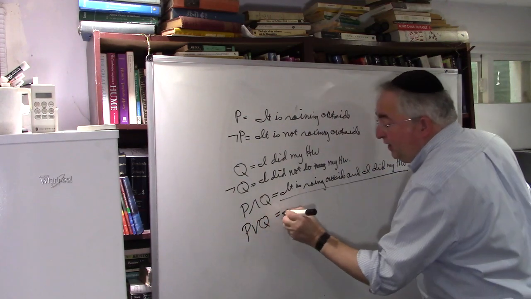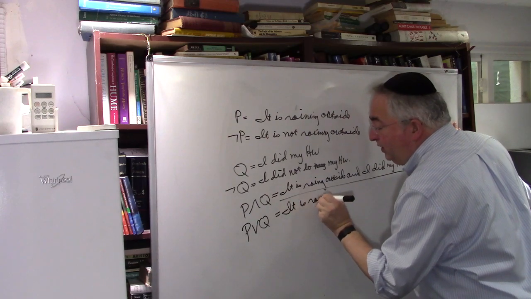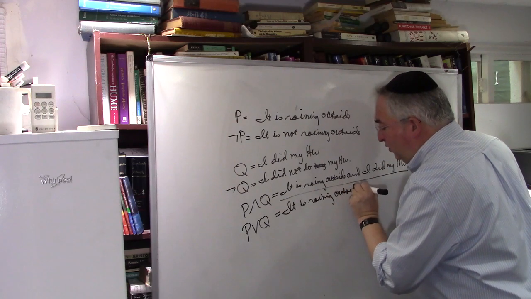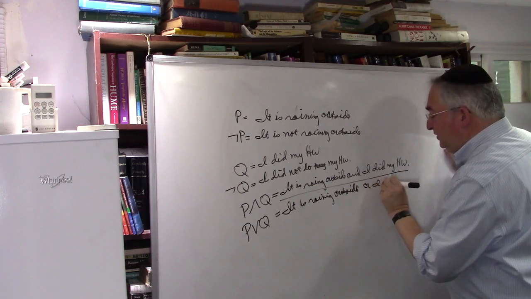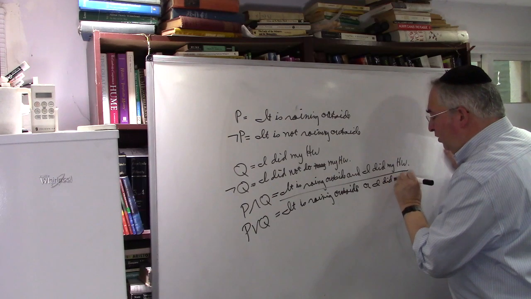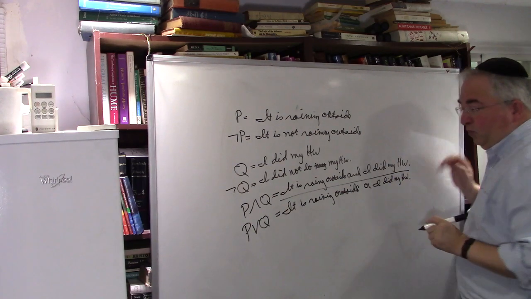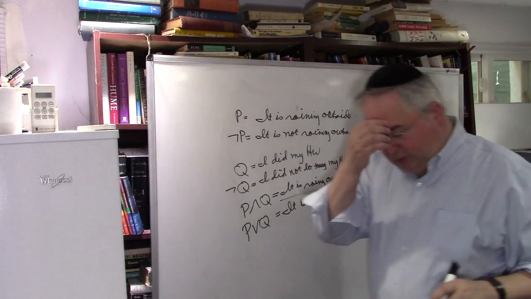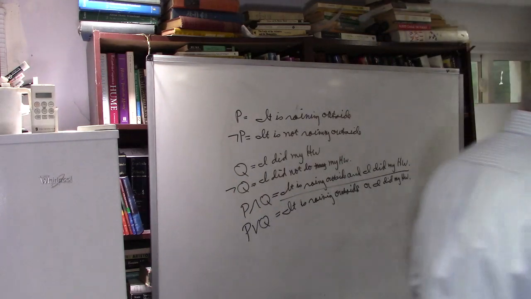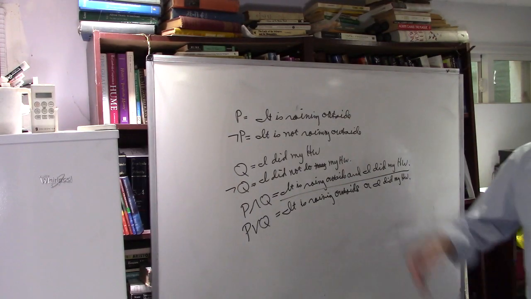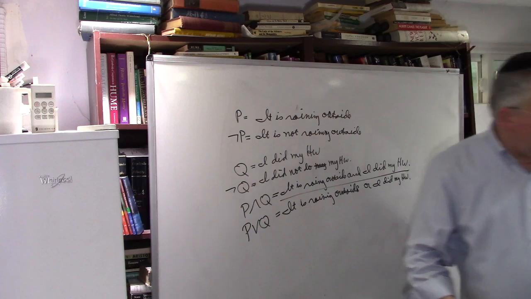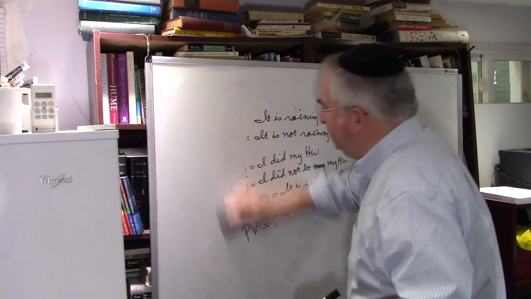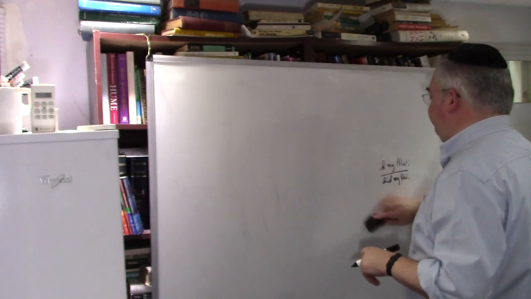Let's do P or Q. This stands for it is raining outside, or I did my homework. One or the other, or both. We can have one or the other or both. Great, so here are more examples. We did and, we did or. The more interesting one is the implies. You might not have seen this in high school, so let's do this.